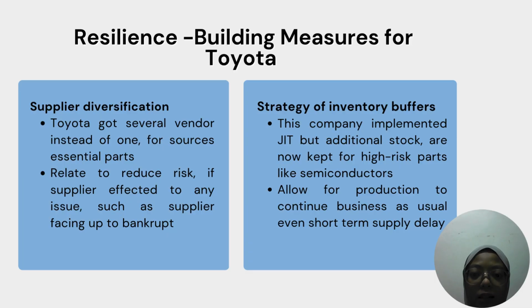For the other point, resilience building measures for Toyota: supply diversification and a strategy of inventory buffer. Supply diversification, for example, reduces risk in the company. For example, if a supplier is facing bankruptcy, the company can prevent this problem. For the inventory buffer strategy, for example, implement JIT and additional stock for high-risk items like semiconductors, allowing production to continue and making the company more efficient and produce more. For example, for short-term supply delays.